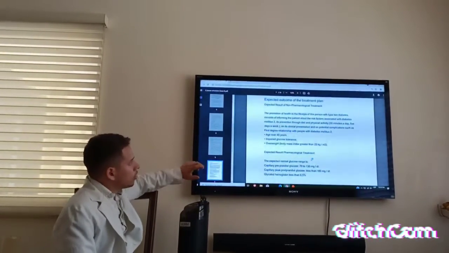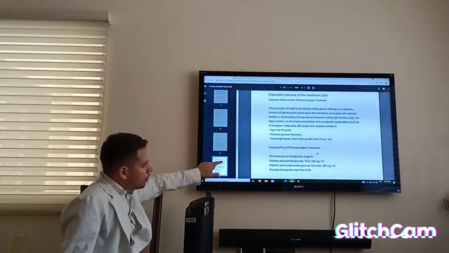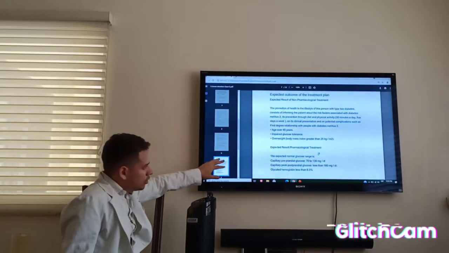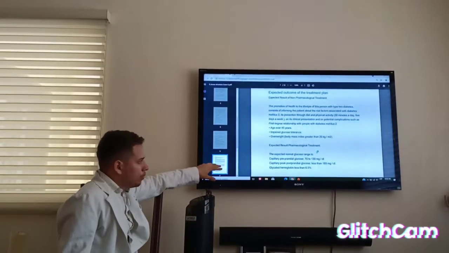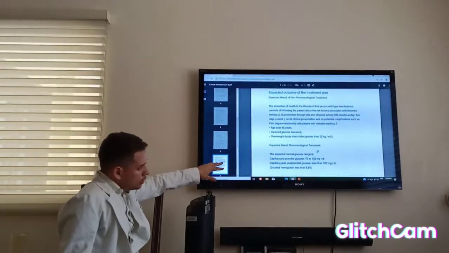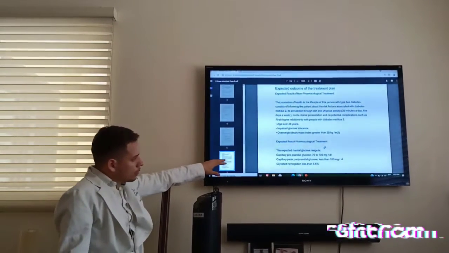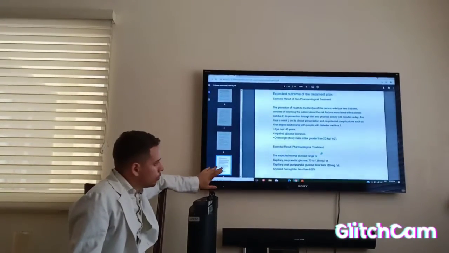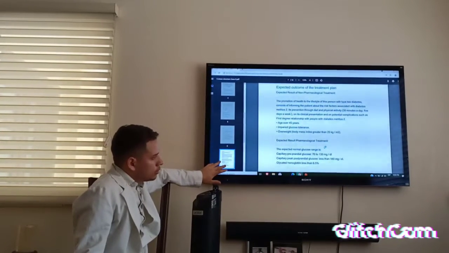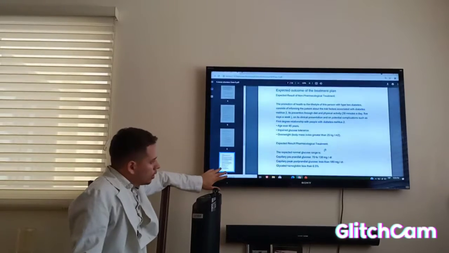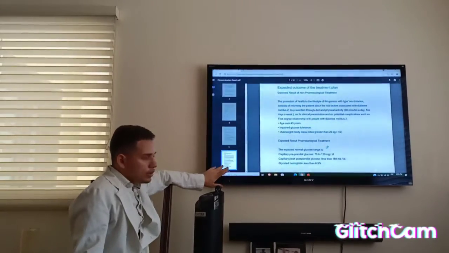The expected outcome of the treatment plan. Expected result of pharmacological treatment. The expected normal glucose range is: capillary preprandial glucose 70 to 130 milligrams per deciliter, capillary peak postprandial glucose less than 180 milligrams per deciliter, glycated hemoglobin less than 6.5%.